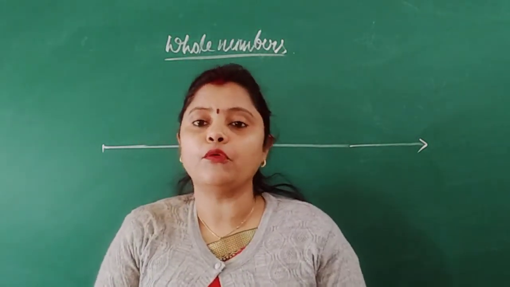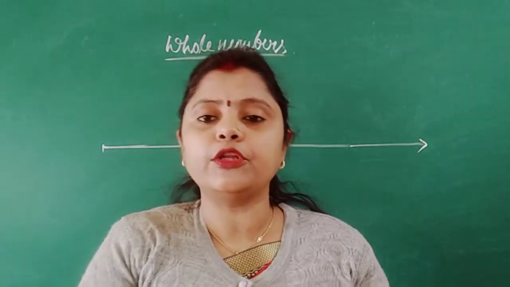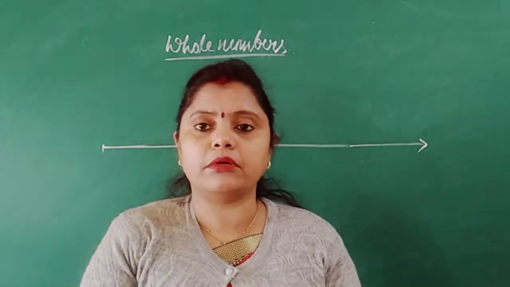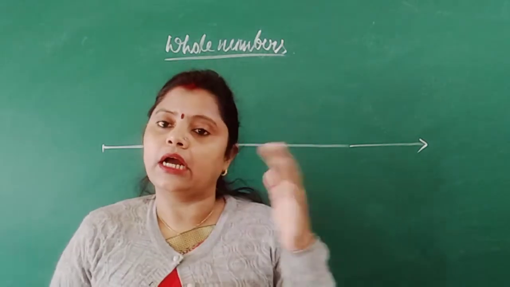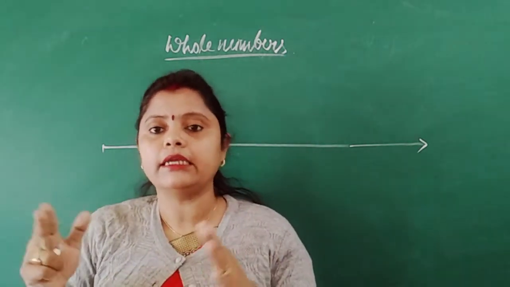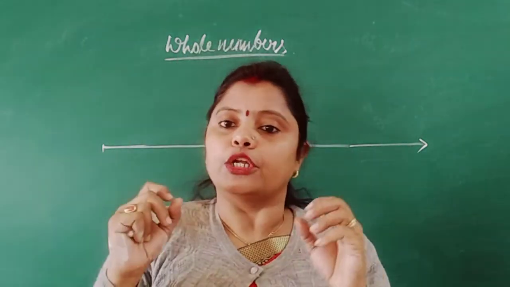So in this video we are again going to discuss the chapter whole numbers. In the previous video we discussed what is a natural number, what is a whole number, and how to find out, if a particular digit is told in the question, how many times that digit occurs between two given intervals. So that type of questions we have discussed.